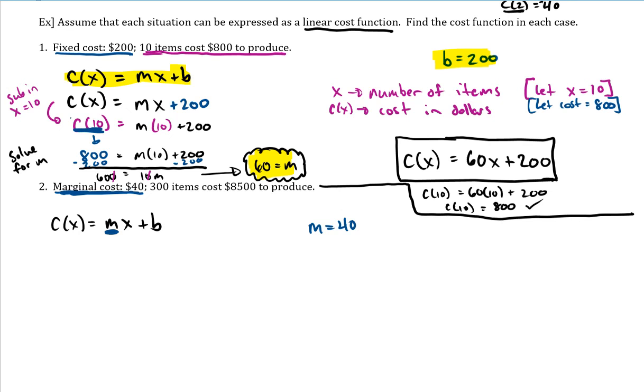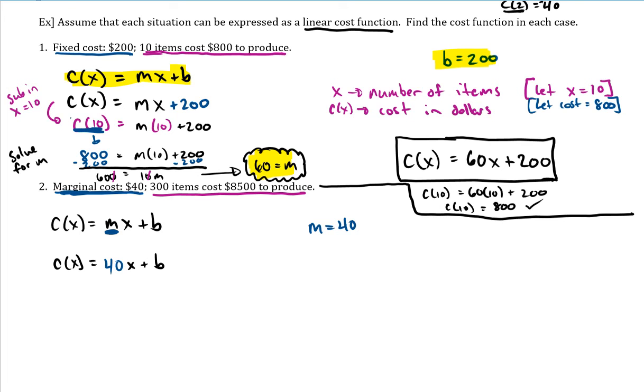And then they break it down in a similar way to above. 300 items cost $8,500 to produce. So let's go ahead and change our cost function into 40x plus b. So we just converted the marginal cost. We just plugged it right in there. And then they do say 300 items cost $8,500 to produce.